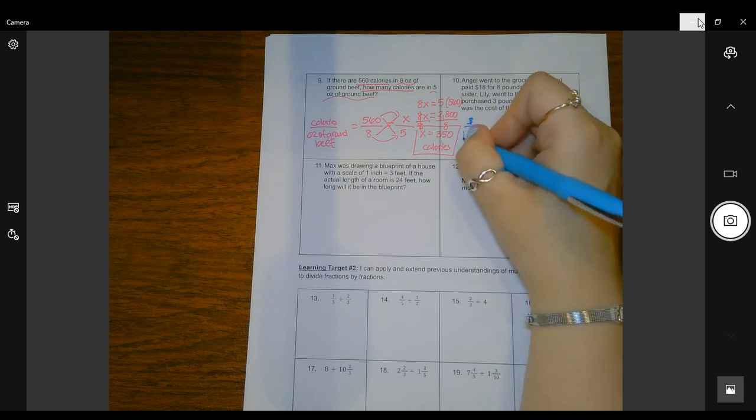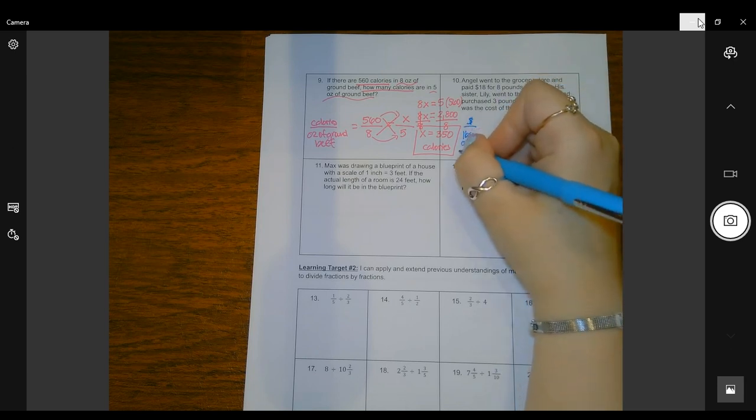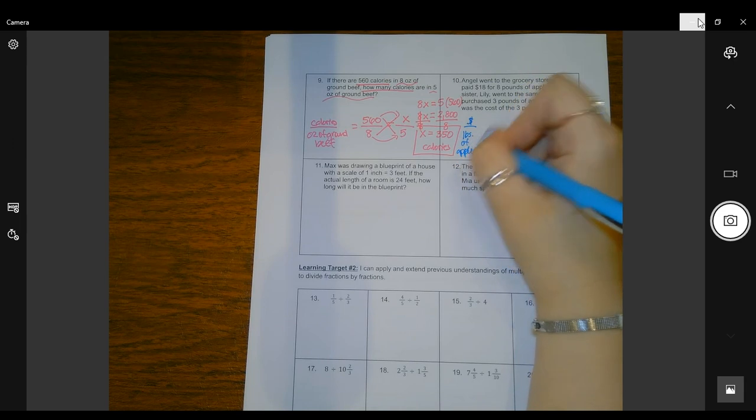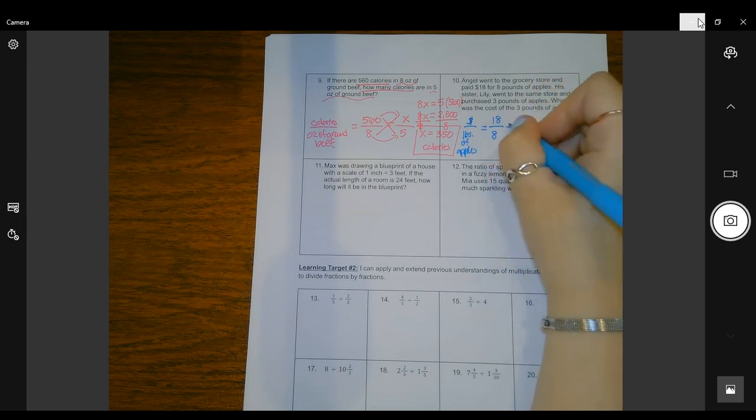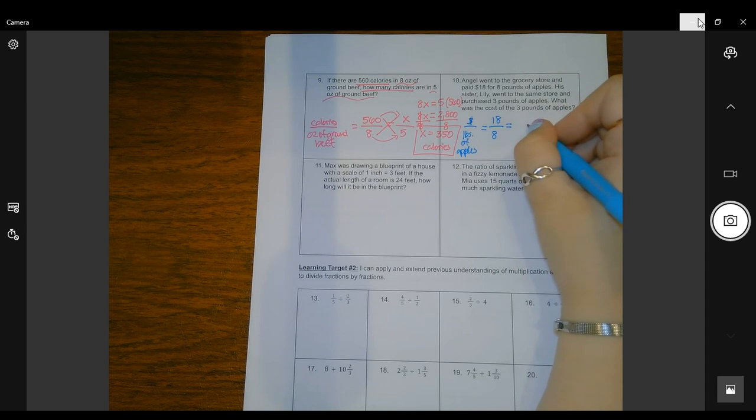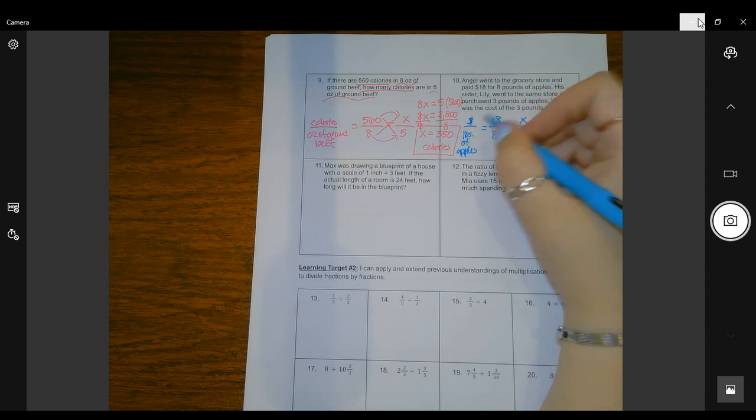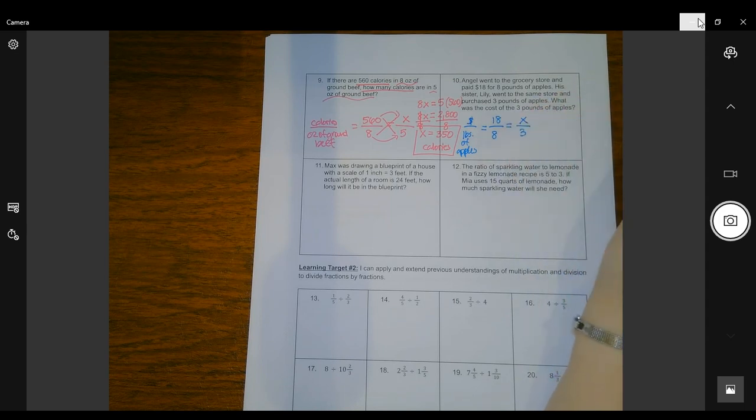So money for pounds of apples. And it's 18 bucks for 8 pounds of apples. His sister Lily went to the same store and she purchased 3 pounds of apples. Okay, so where do I put that 3? Yes, on the bottom. Why? Because it was talking about the pounds of apples and we want to know how much it cost and the money is on top. So that's my unknown.